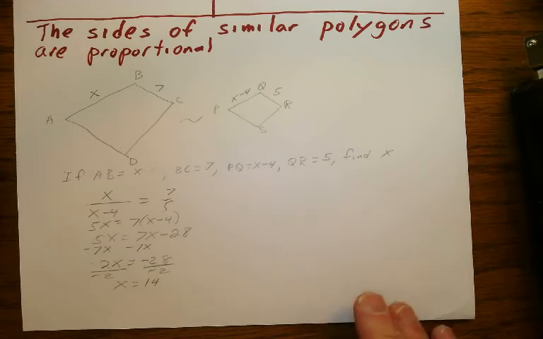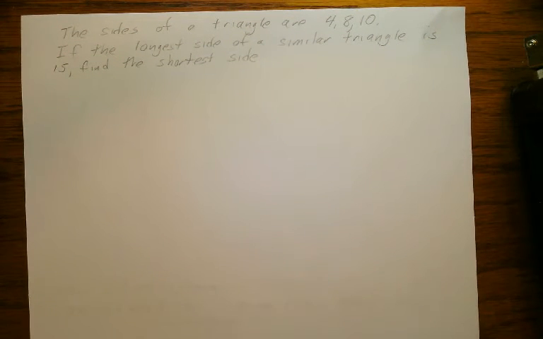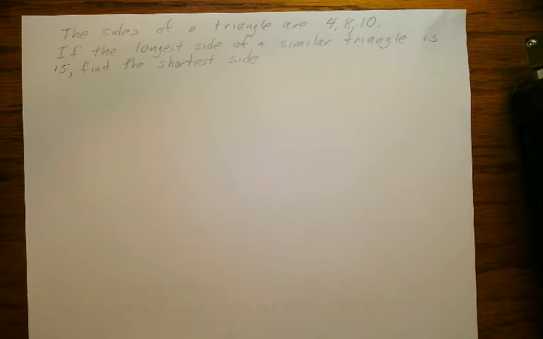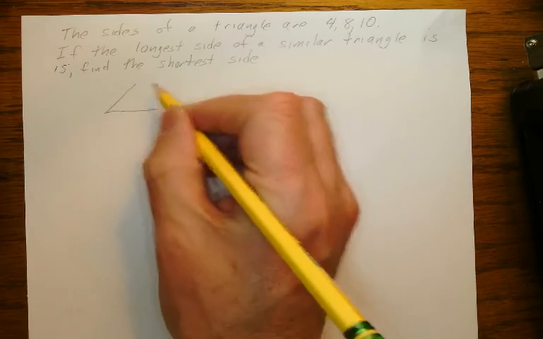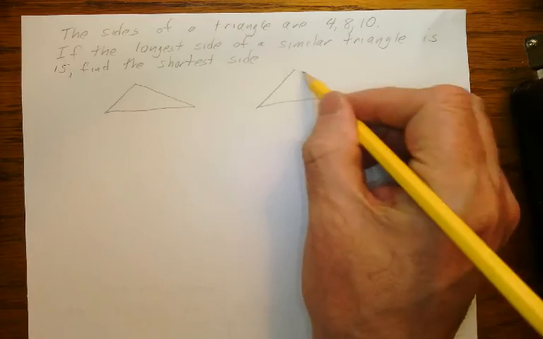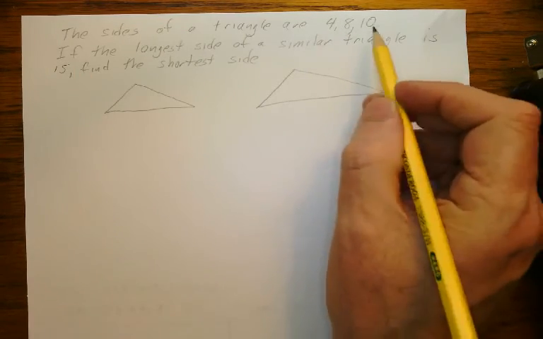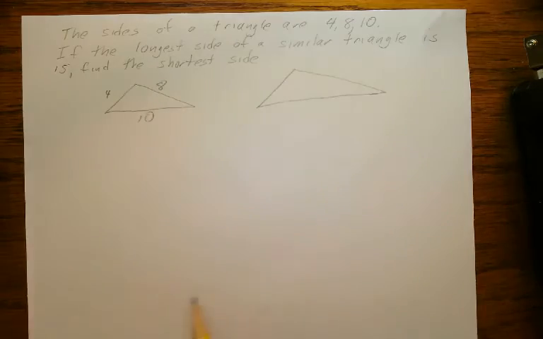All right. Another type of very common problem involves triangles. Here we have the sides of a triangle are 4, 8, and 10. If the longest side of a similar triangle is 15, find the shortest side. So let's draw two triangles. You don't really have to, but I always find it's helpful in geometry to draw the triangle. Now, the first triangle has sides of 4, 8, and 10.